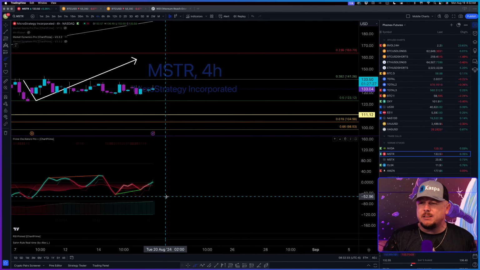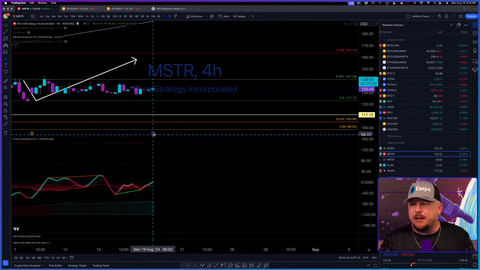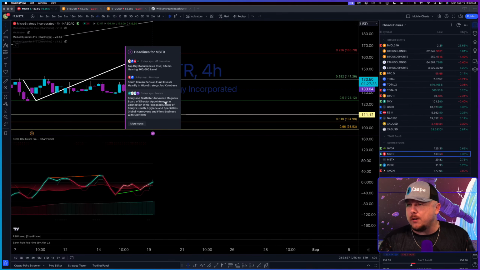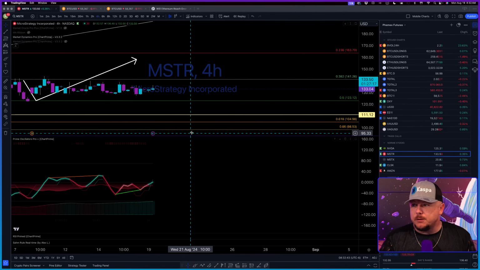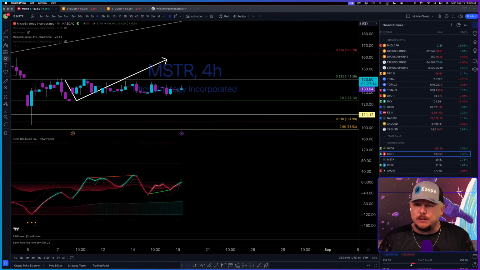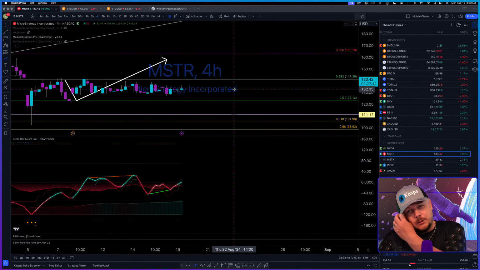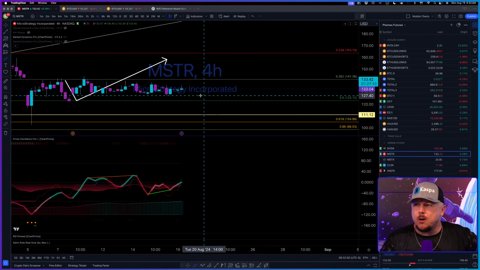Don't forget, MicroStrategy was just in the news recently because they are now part of, I think, South Korean pension funds invest heavily in MicroStrategy and Coinbase. So a bunch of pension money did go into here. So I don't know that we're going to have as much of a pullback on here as what we could see on the crypto markets.